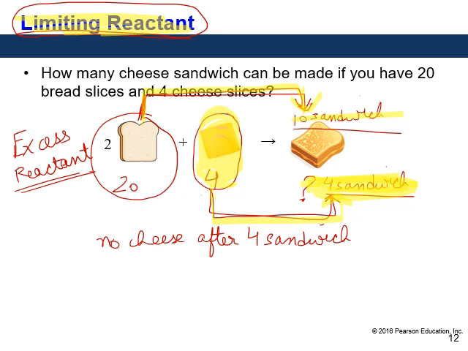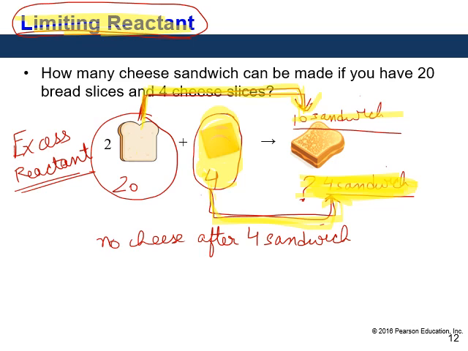So from here, the only amount of sandwiches I can make is 4. There is no shortcut to this. If the question tells you you have 2 reactants, gives you the amount of each, and asks how much product can be made, remember you have to convert both of your reactants into products and figure out how much product you make from each.